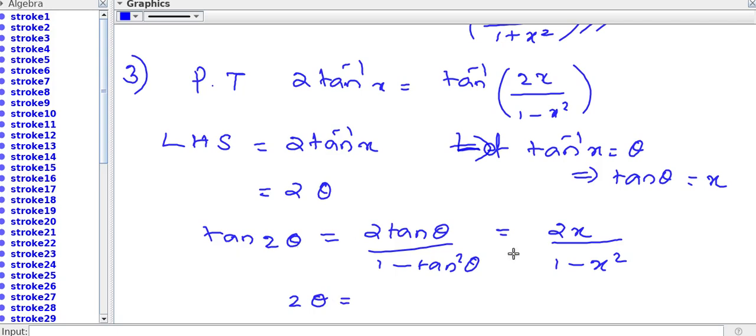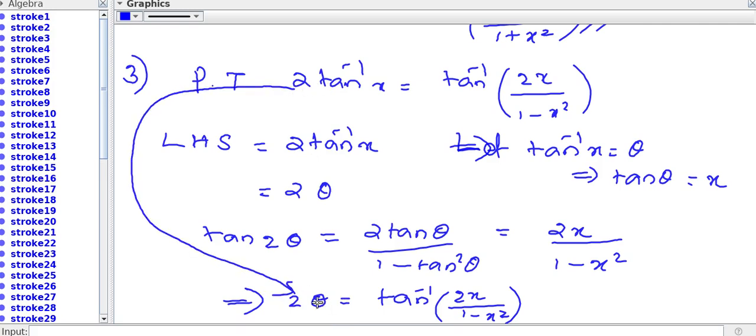This is tan 2 theta. Tan 2 theta is equal to 2x by 1 minus x square, which implies 2 theta is equal to tan inverse 2x by 1 minus x square, right? Now what is theta? Theta is tan inverse x. So 2 tan inverse x, look at this one, 2 theta is replaced by tan inverse x, is equal to tan inverse 2x by 1 minus x square, right? So this is very simple. So this is the method that we are going to use here.